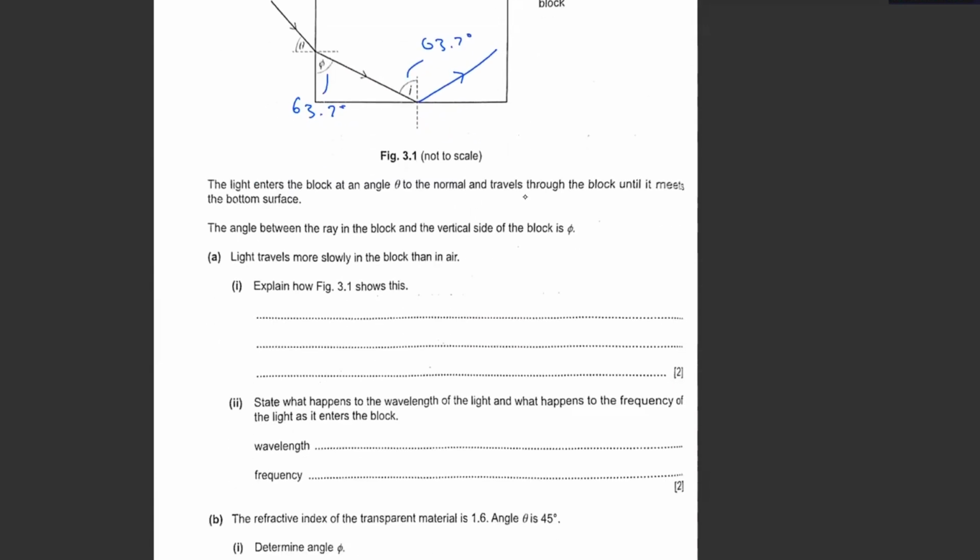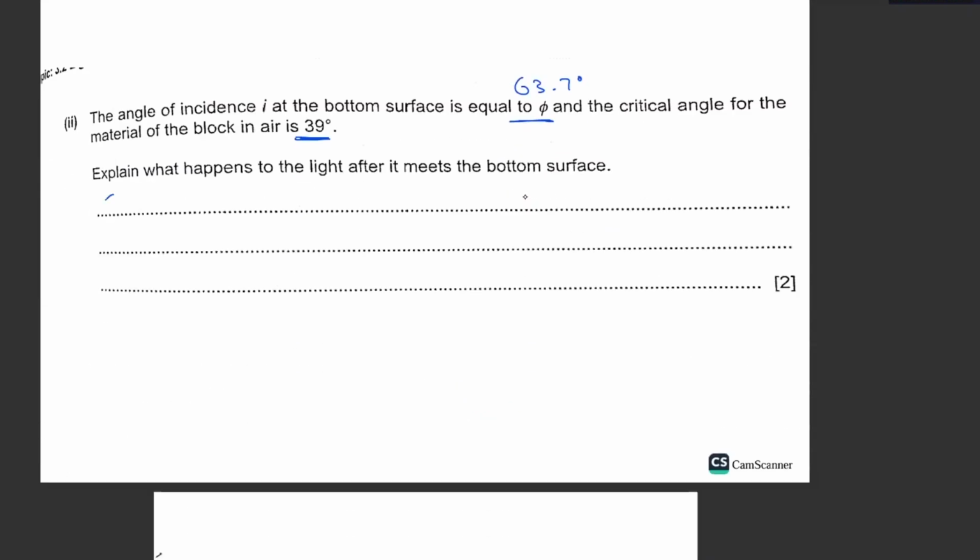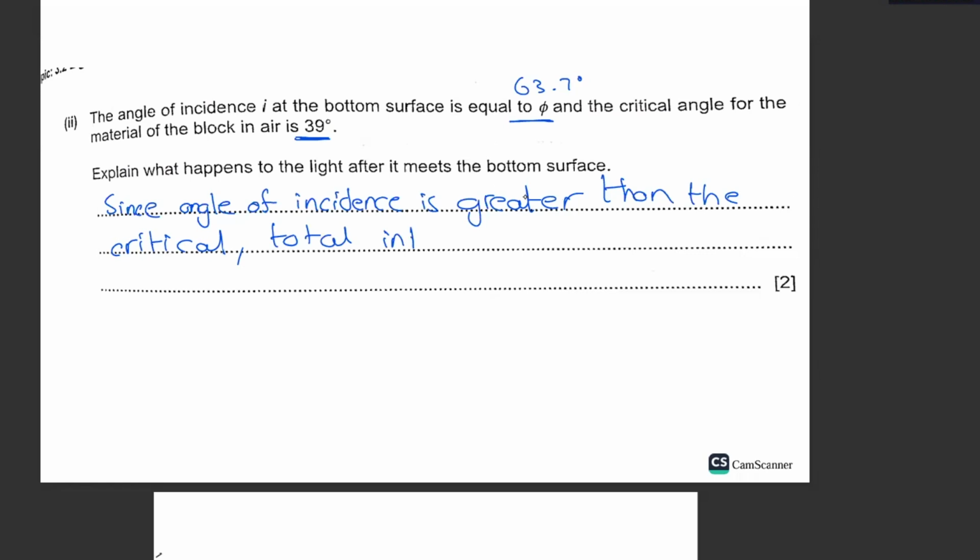Total internal reflection. So you can say since the angle of incidence is greater than the critical angle, what happens? Total internal reflection occurs. Simple as that. Let's further move ahead.